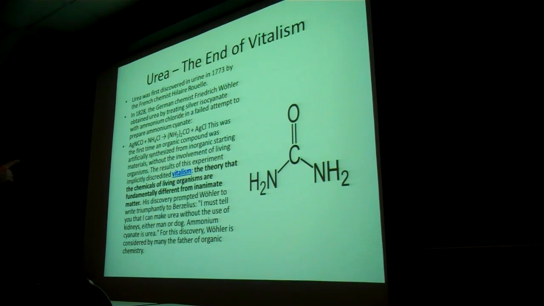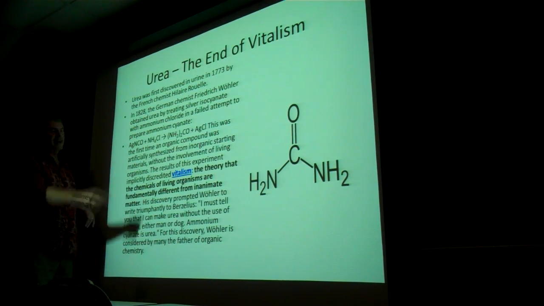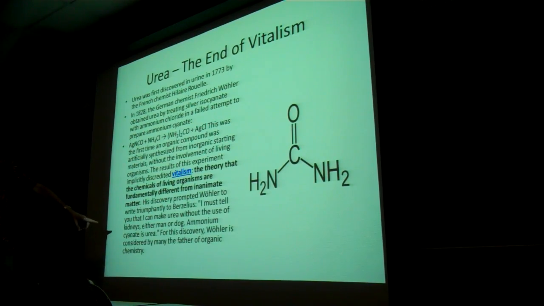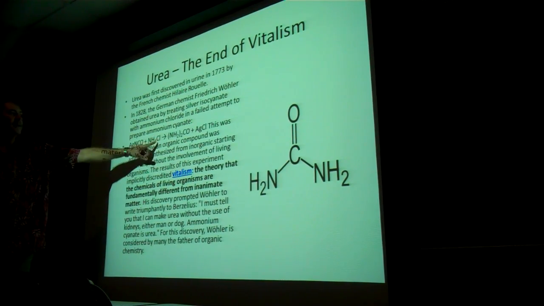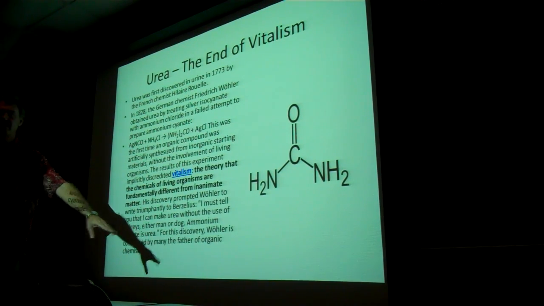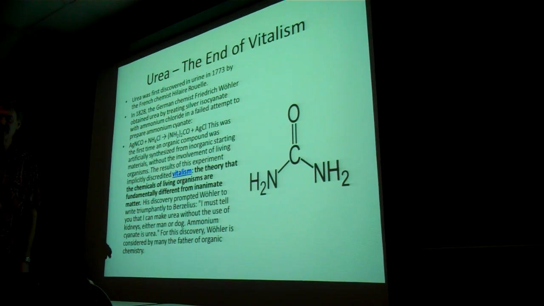But it turns out this guy here, Wohler, made a mistake. He thought he was making ammonium cyanate, okay? Because he put the ammonium ion with the isocyanate anion here, and silver chloride is going to precipitate out. Remember, that was our test for chloride, our silver nitrate.